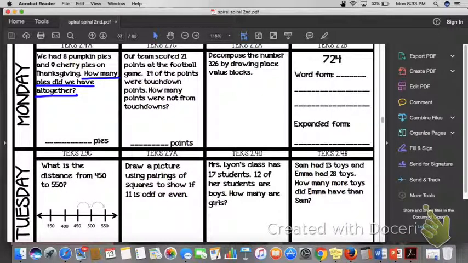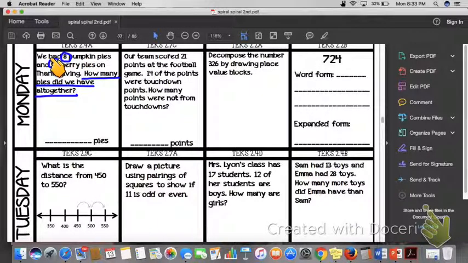We're looking for important information that is going to help us solve the problem. We're not just going to circle random things. So think about what is important and what's going to help us solve the question that is asking us, how many pies did we have all together? So it says we had 8 pumpkin pies and that there was 9 cherry pies on Thanksgiving Day. So they want to know how many pies did we have all together. So we already underlined the question and we circled information.